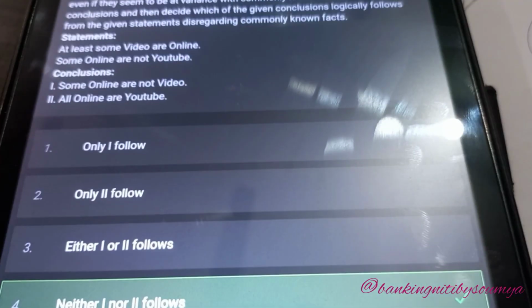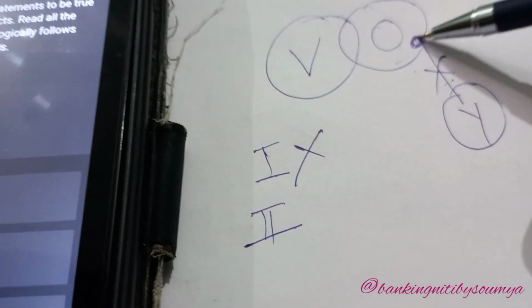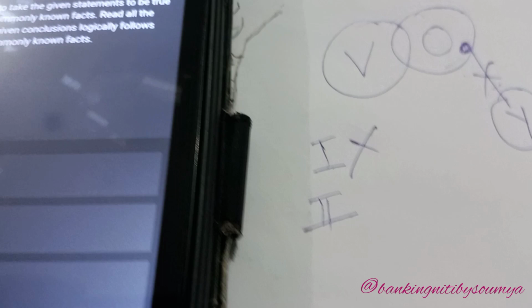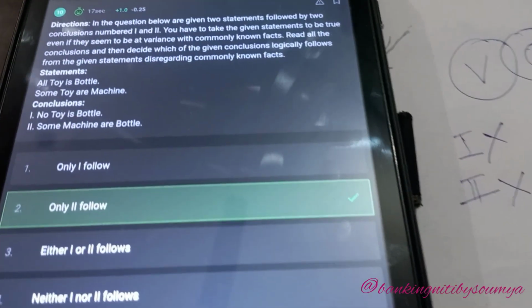Now the second conclusion: all online are YouTube. We can see, if it is given that some online are not YouTube, then the all case will never follow. So the second conclusion is also wrong. Now let's move to the next question.